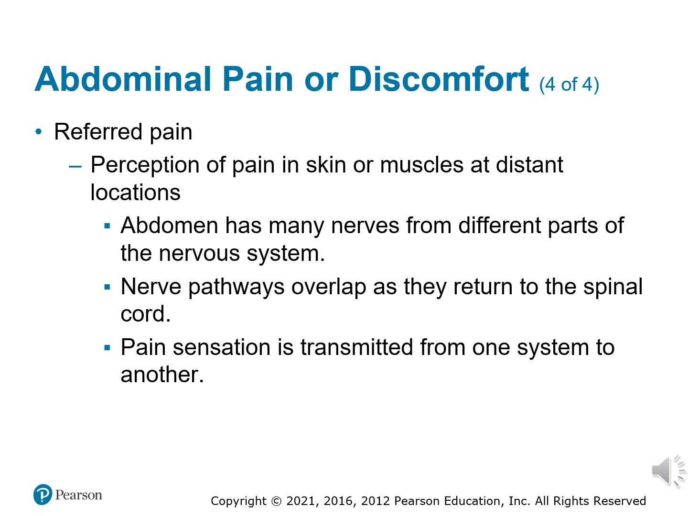Next is referred pain. It's the perception of pain in skin or muscles at a distant location. The abdomen has many nerves from different parts of the nervous system. The nerve pathways overlap as they return to the spinal cord, and then pain sensation is transmitted from one system to another. So remember that referred pain is felt in places other than the place where the pain actually originates.